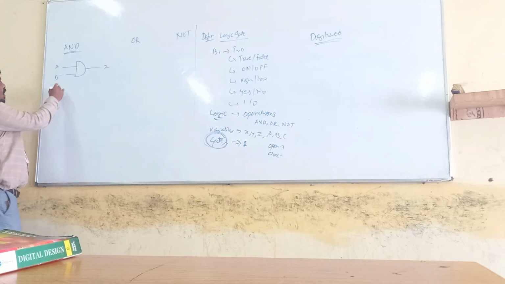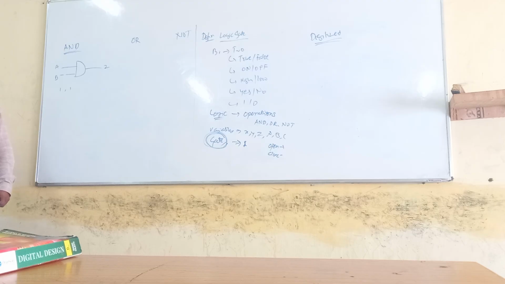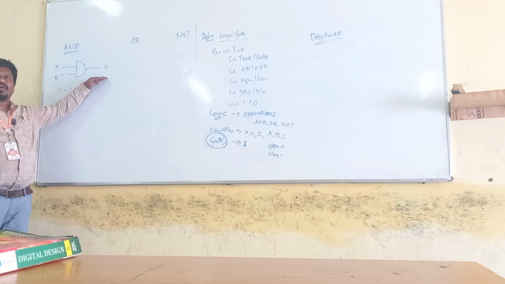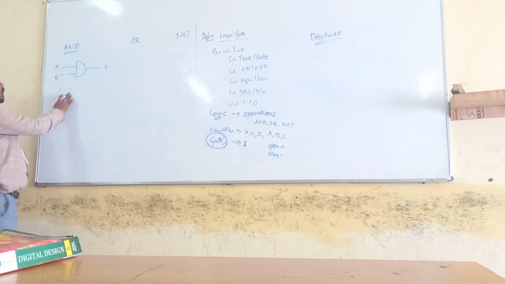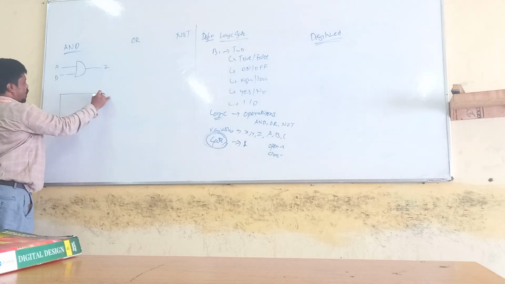If both the variables A and B are 1, high, then only the output is 1, high. Otherwise, it's low. That's the main thing here. I have one truth table related to this one also.